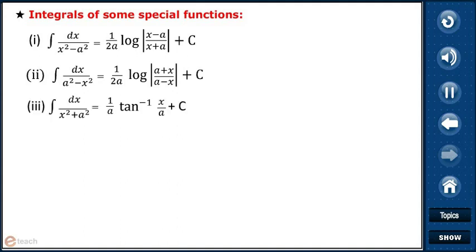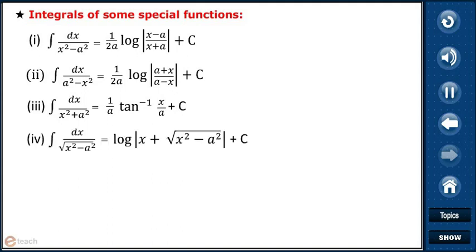Number 3. Integration dx divided by x square plus a square equals 1 by a tan inverse x by a plus c. Number 4. Integration dx divided by root over x square minus a square equals log of mod of x plus root over x square minus a square plus c.